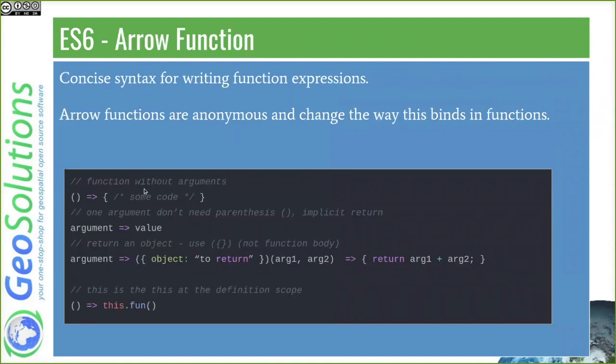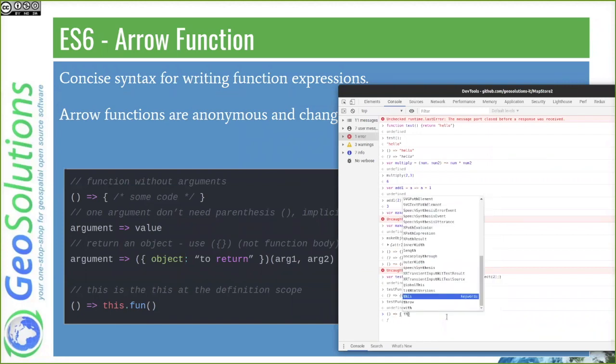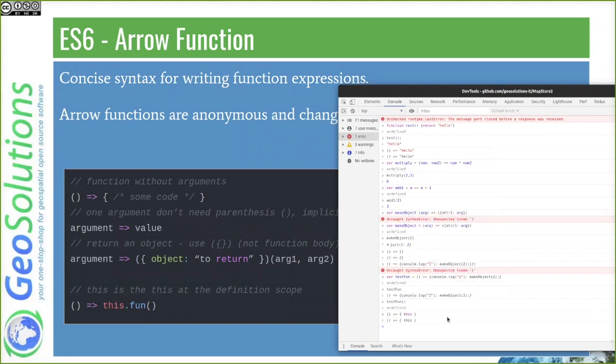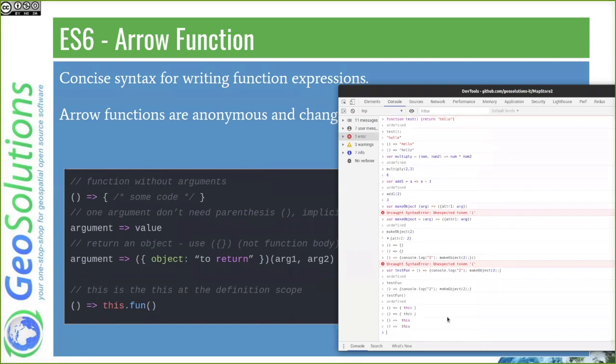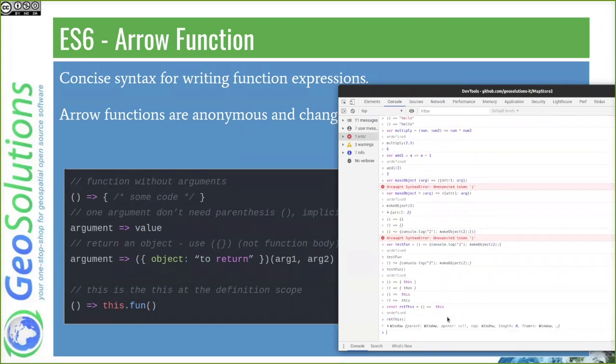So here, for instance, if I return this for a function here that is defined in the window, let me return this. It returns the window because it's defined in window context.